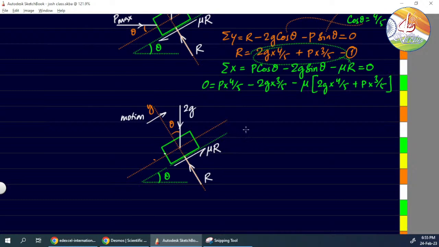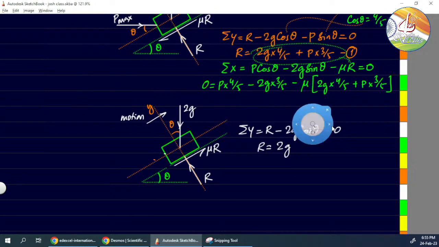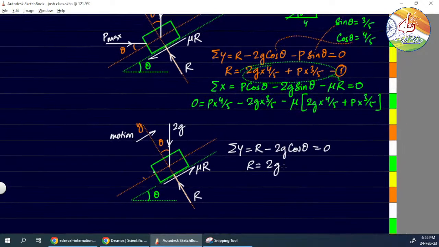First we need to find sigma y. So R upwards minus 2g cos theta, and this total should be 0. So R equals 2g cos theta. Cos theta is 4 by 5, as we found here. So the R value is 2 times 4 is 8, 8g by 5. This is the value of R.